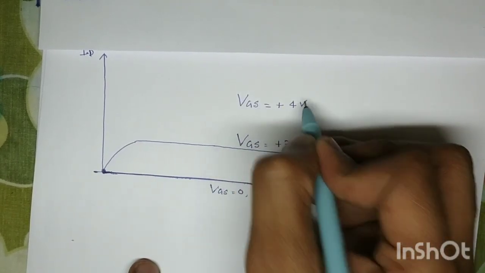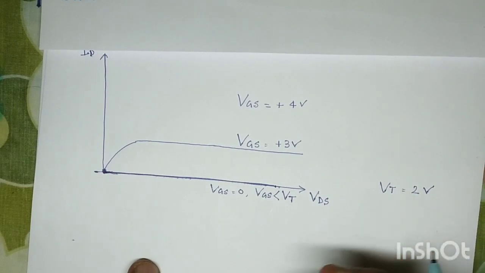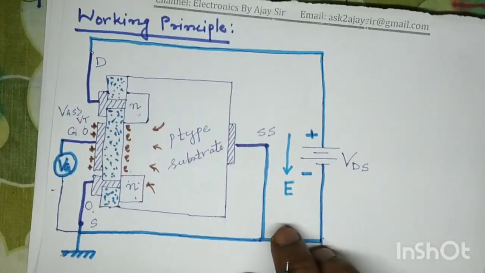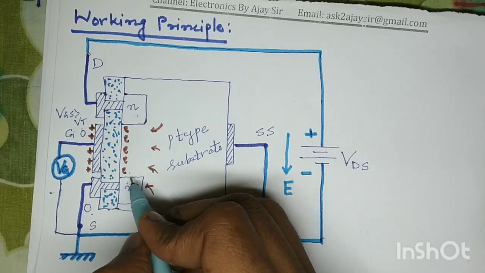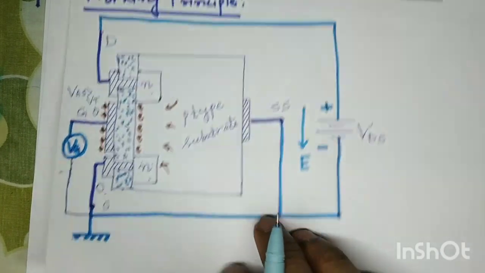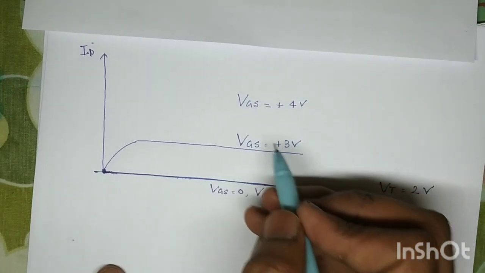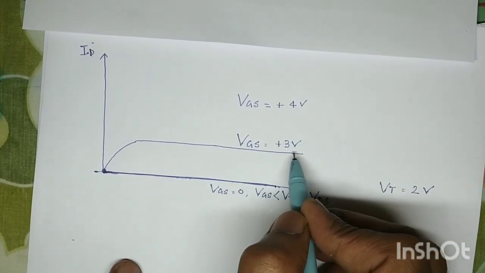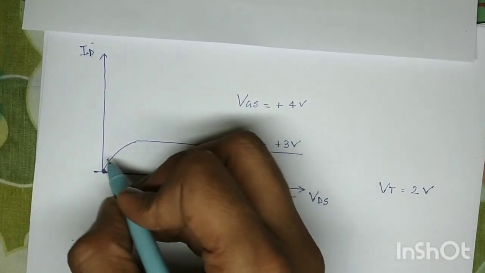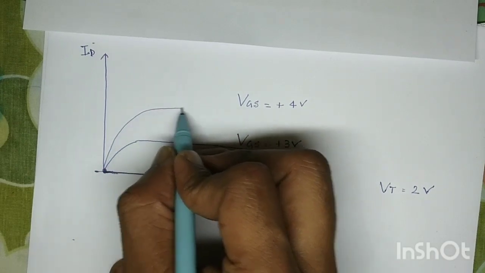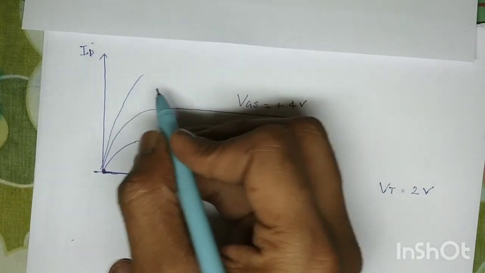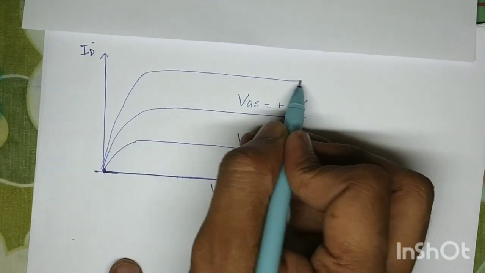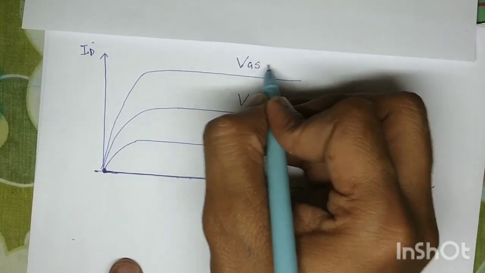अगर हम VGS को 3 वोल्ट से अब 4 वोल्ट में करेंगे तो more numbers of electrons will be attracted in this channel region and hence the current conduction will increase. So compared to VGS equals to plus 3 volt, if we increase VGS to plus 4 volt, the current conduction in the channel region will increase. Similarly, if we increase VGS to plus 5 volt, this characteristic curve will go up.